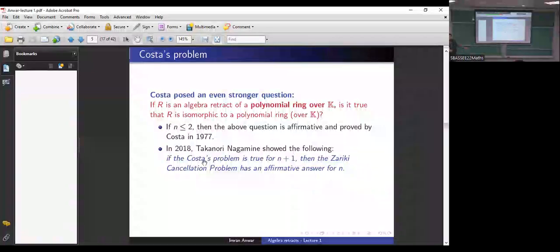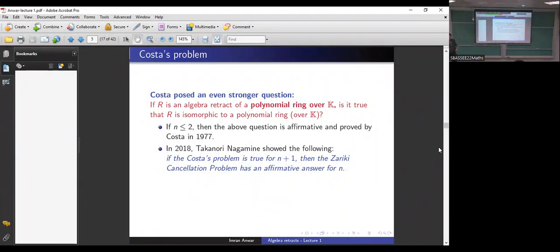And this is, you can say, about 5 years ago now. In 2018, I used to say this is quite recent, but anyway, there is a Japanese mathematician, Takanori Nagamine, who gave a very important connection between Costa's problem and the Zariski cancellation problem. He says that if you prove Costa's problem for n plus 1, it gives an answer to the Zariski cancellation problem for n. So it is one step ahead of the Zariski cancellation problem. So this is one thing.